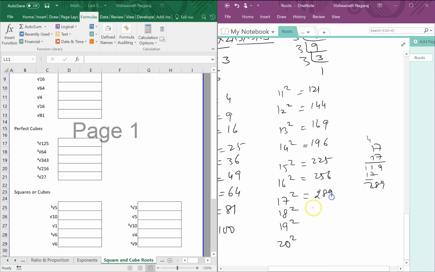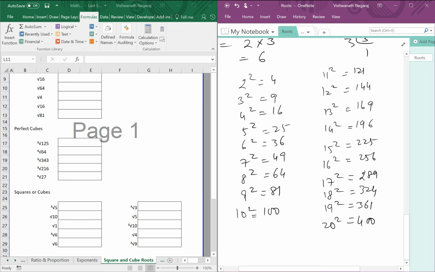So 289, 18, 18, 8 8s are 64, 324, 19 times 19, 9 9s are 81, 8 9s are 72 plus 17 is 19, 1, 16, 361 and 400. Okay, you need to memorize this.